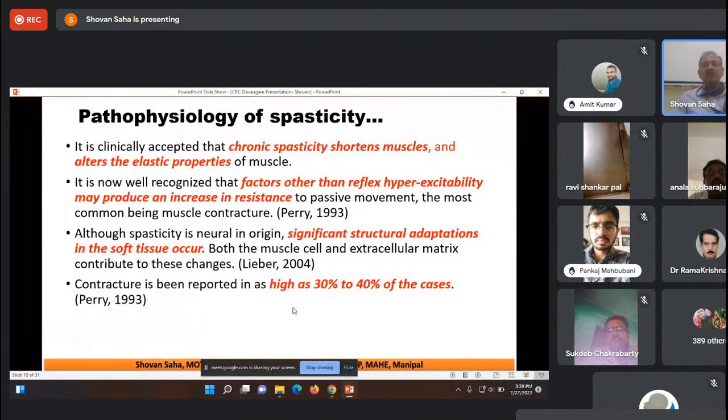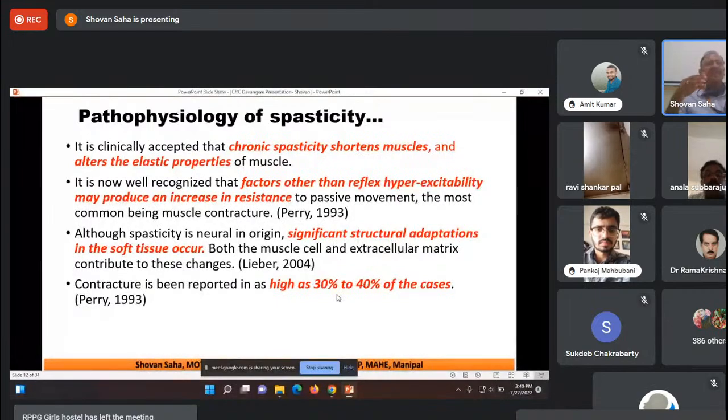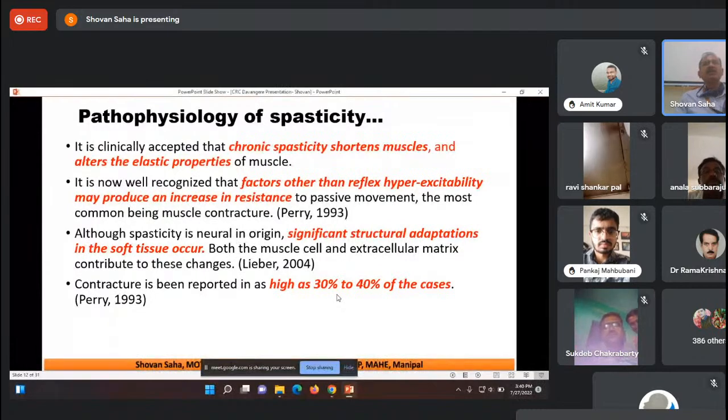As high as 30 to 40% of the cases in cerebral palsy will have obvious contracture along with the spasticity. And remember, if a patient is not presenting with contracture, only spasticity, the patient is likely to head towards contracture. We need to be able to anticipate that as professionals, so that it does not give us a surprise.